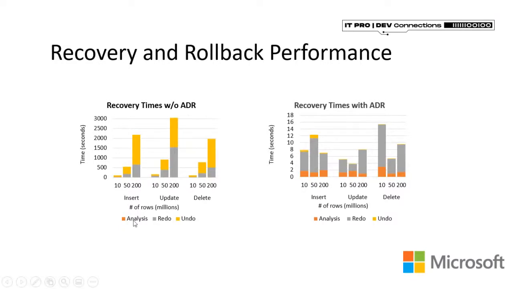Again, here we're presenting the recovery times without ADR and with ADR for different types of operations, so insert, update, delete, and different number of rows updated, right? So we have 10 million rows, 50 and 200 million rows, again, inserted, updated, deleted. In the case of traditional recovery, you can see here that the recovery time is pretty much proportional to the size of the transaction, and it goes even to an hour in this case, roughly, for updating 200,000 rows. We can see that both the redo and undo parts are proportional to the transaction size.